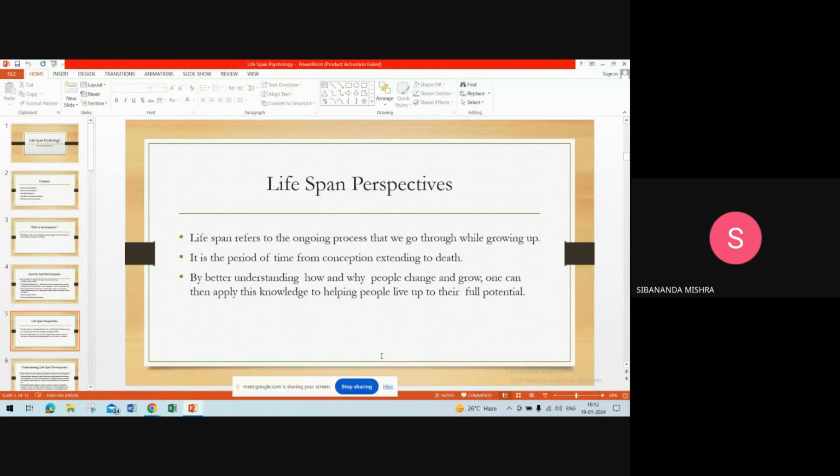The developmental periods are childhood, adolescence, early childhood, middle childhood, and late childhood also. For better understanding of why people change and grow, one can then apply this knowledge to helping people live to their full potentiality. So this is about lifespan perspective.